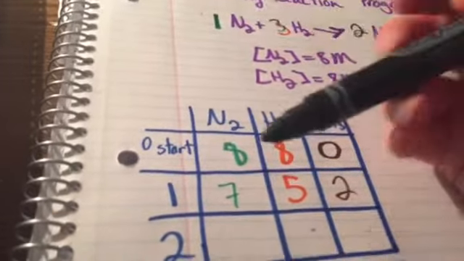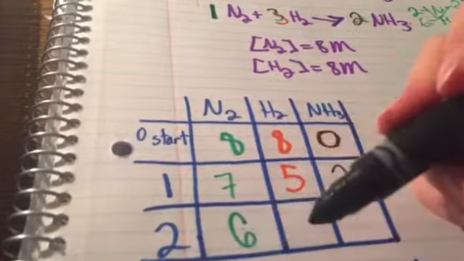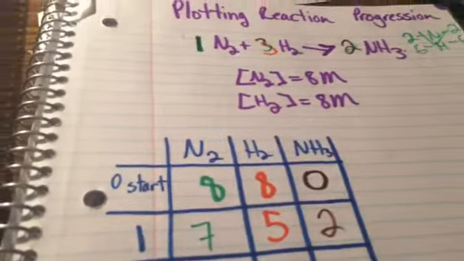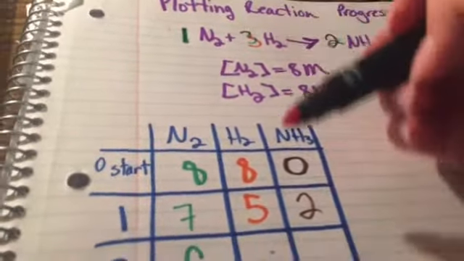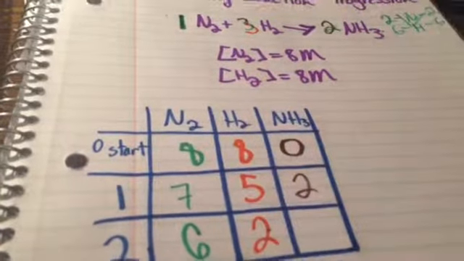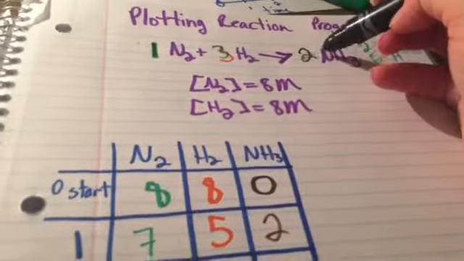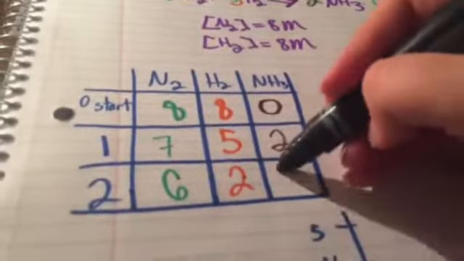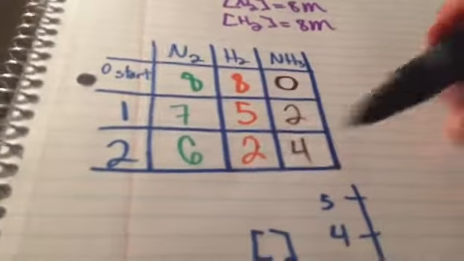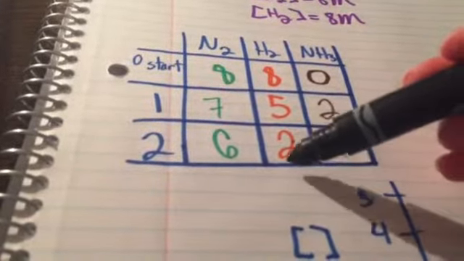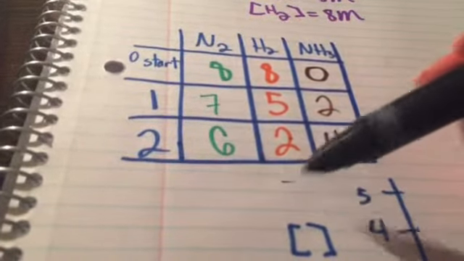We use 1 nitrogen in the reaction, that leaves us with 6. We use 3 hydrogen in the reaction, which leaves us with 2. And we gain 2 from this reaction, so that brings us to 4. We can't go any further because we would need 3 right here, and we only have 2, and you can't have a negative.